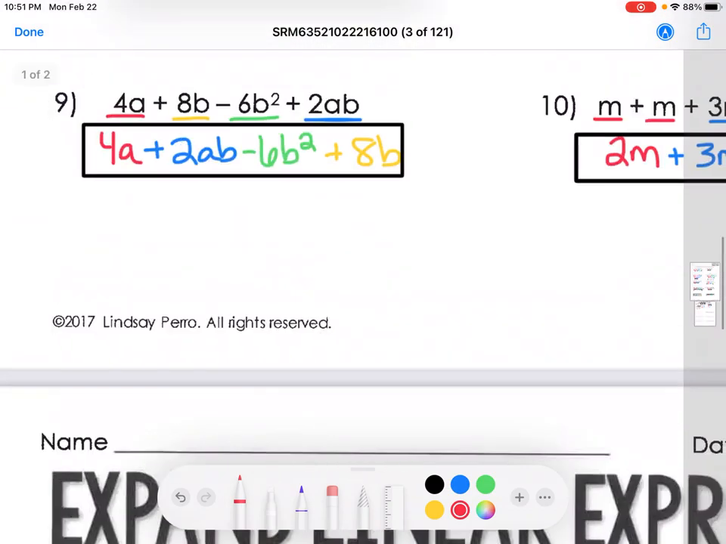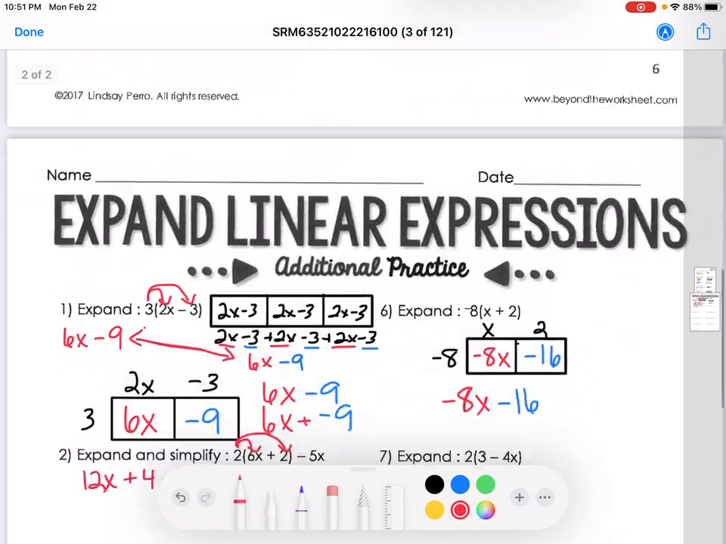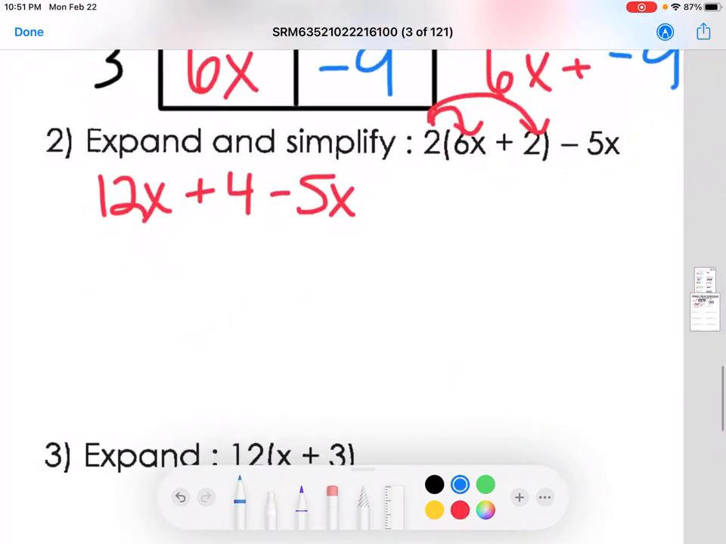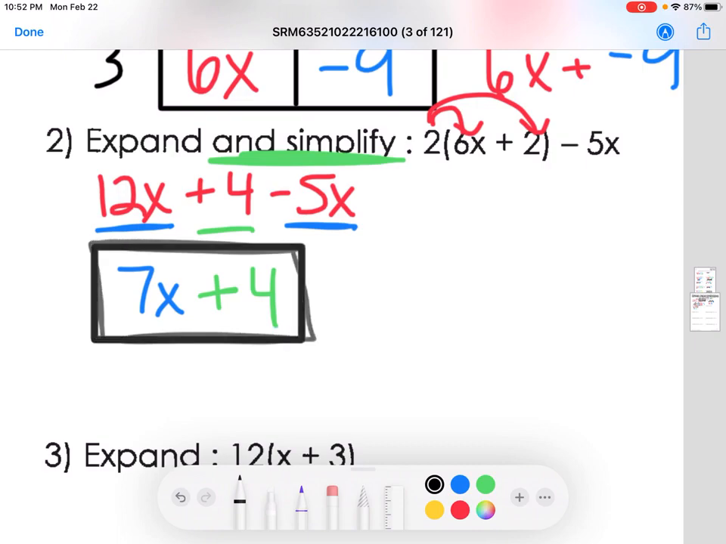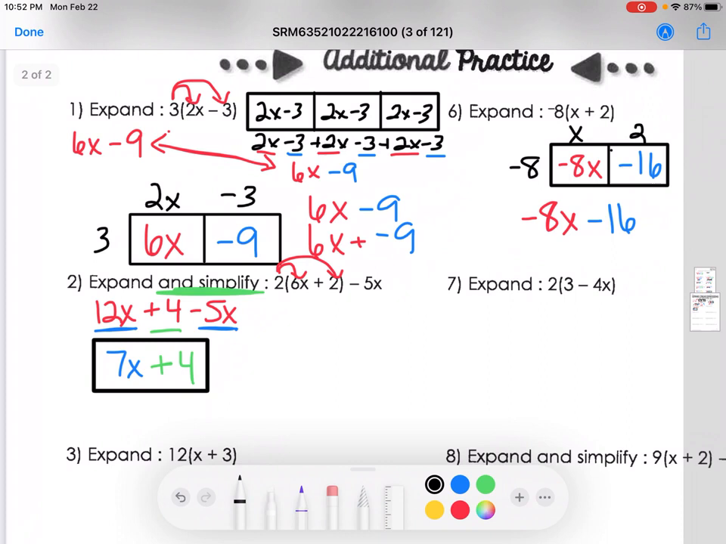So like we did previously up here, I want to combine my like terms. So I have a 12x and minus 5x. And then I have a plus 4. So I combine those like terms. 12x minus 5x would be 7x. And then plus 4. So it said expand and simplify. So 7x plus 4 would be your simplified answer. So here we had 6x minus 9. Negative 8x minus 16.